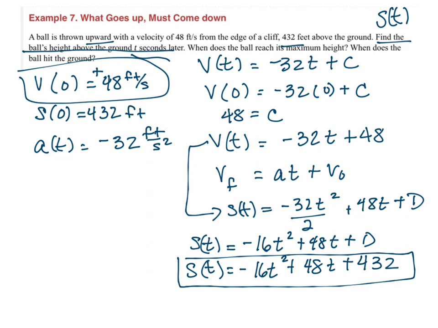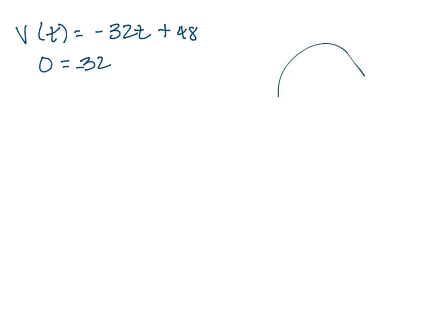The second question says, when does the ball reach its maximum height? So how do we do that? Set the velocity equal to 0. We know that it's maxed out at the peak. So we set the velocity function, which is our v of t equals negative 32t plus 48, equal to 0 and solve for time, and we will know when this ball hits its peak, because the tangent line is equal to 0. Everybody following that here? Okay.